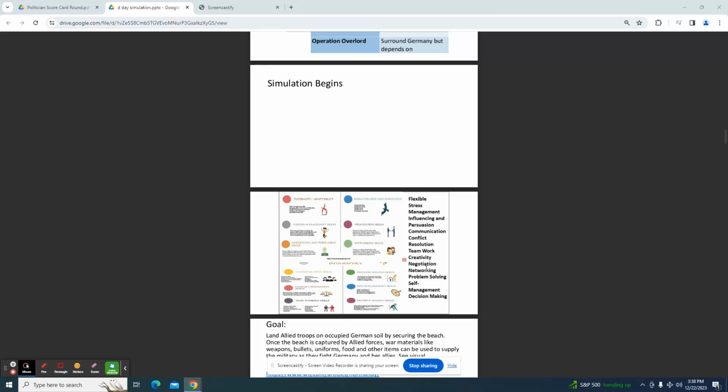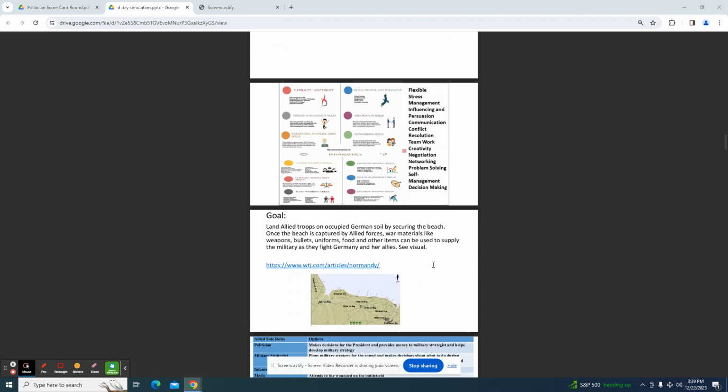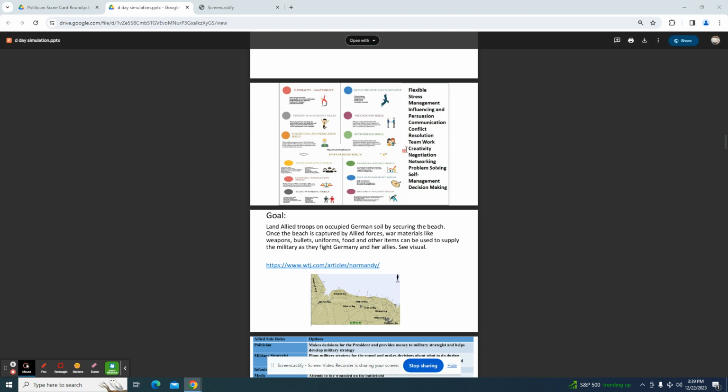These are the directions for the D-Day Normandy simulation. Before we get started with the simulation, we want to have students be aware of the soft skills because the military does require soft skills, as does every other institution in America. It's just simply an awareness, and you want to have an understanding of how this simulation will help develop some of these soft skills that institutions throughout America are requiring.